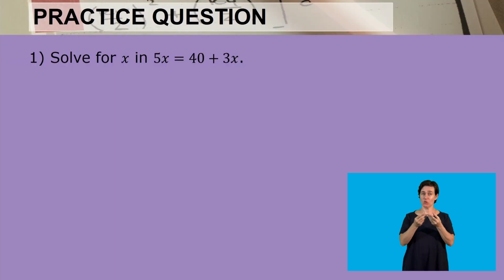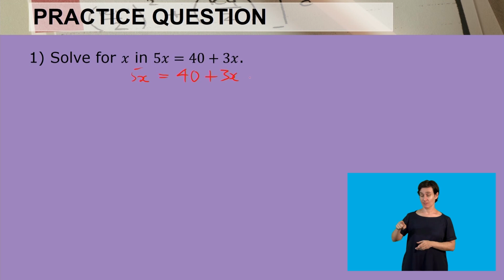Let's look at the first one in our practice questions. The first one is: solve for x if 5x equals 40 plus 3x. We need to bring the x terms to one side of the equation and the constant numbers to the other side. So 5x equals 40 plus 3x.